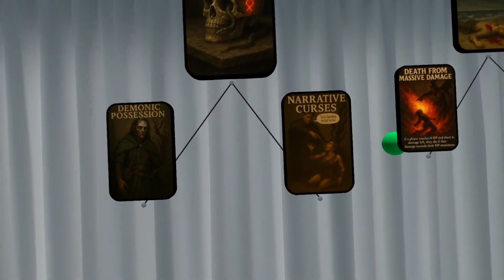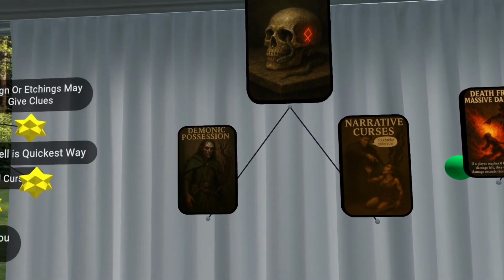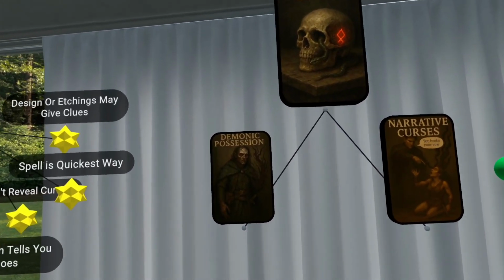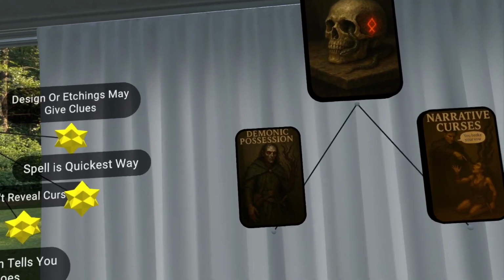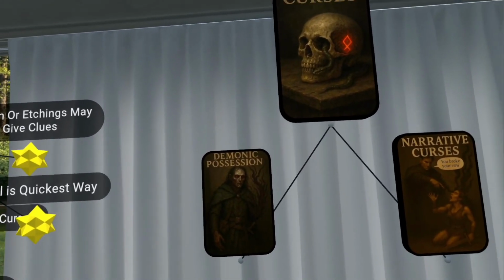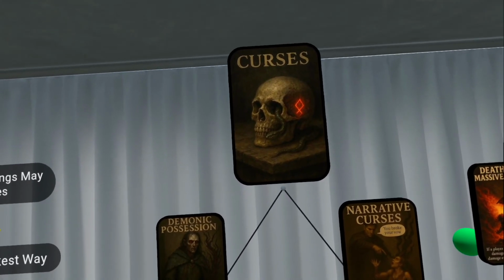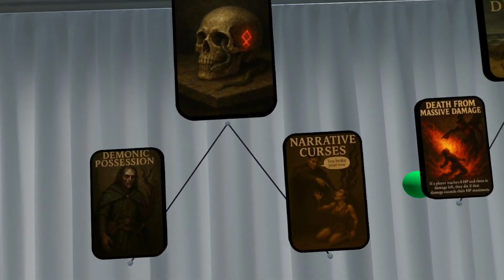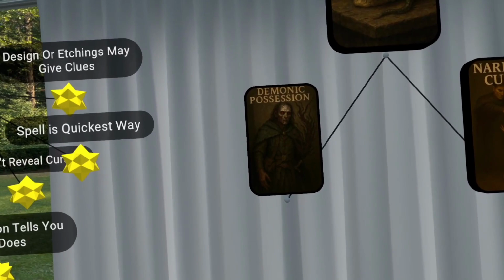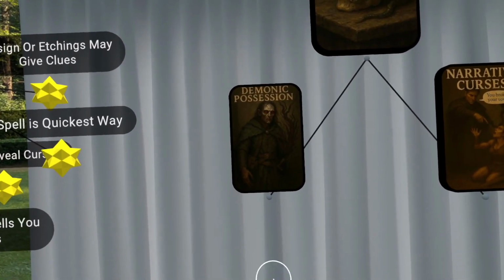Now the only problem with downscaling the images is that if they're darker, they don't show up quite as nicely. As you can see, these aren't quite as clear because they're darker images, but they're still quite nice. So this is curses here. I liked that. And then you've got demonic possession, and I'll put a bit of information underneath about that.